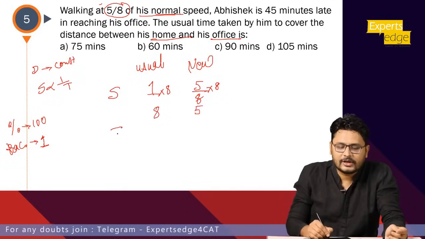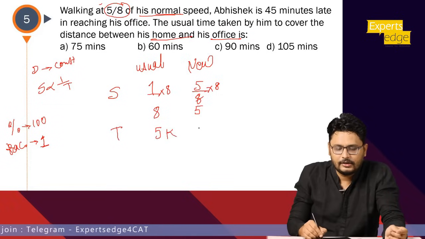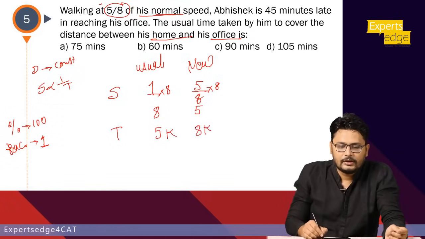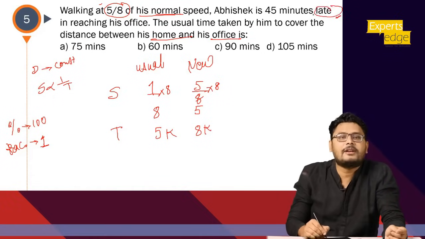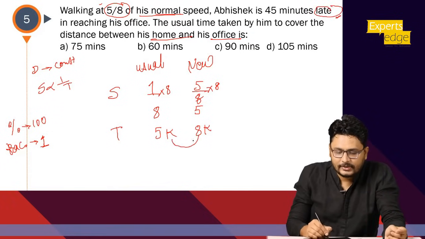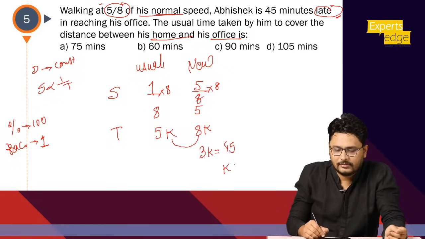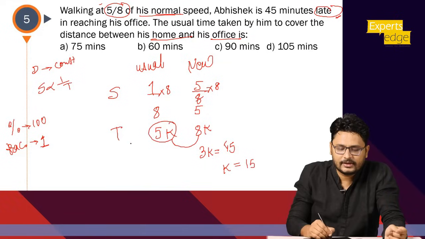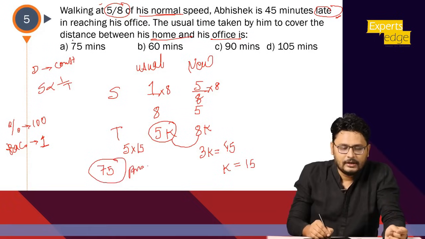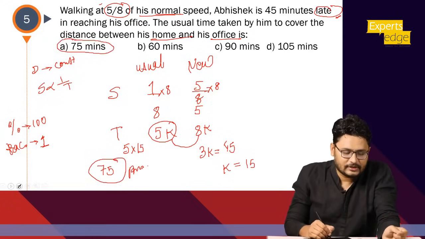This is the ratio of speed, so what will be the ratio of time? 5k and 8k. Now what is he saying? 45 minutes late. Again, what does late indicate? Late indicates nothing but the difference, right? So how much is our difference here? 3k. So 3k should be equal to 45. I'll get k as nothing but 15. So now what he is asking is the normal time. So what will be the normal time? 5k, that is 5 into 15. So 75 minutes has to be my answer. Okay. So I hope this particular point is clear. Now let's move to the next question.